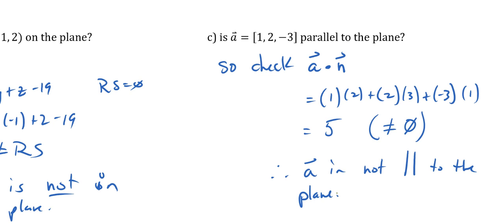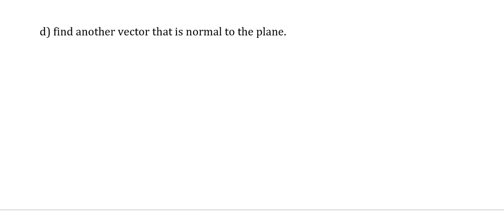We don't have a name for the plane, I don't think so. The plane. Because it's not equal to zero. Anything, if you've got zero, then it is parallel. Anything else, it's not, right? Okay, good.